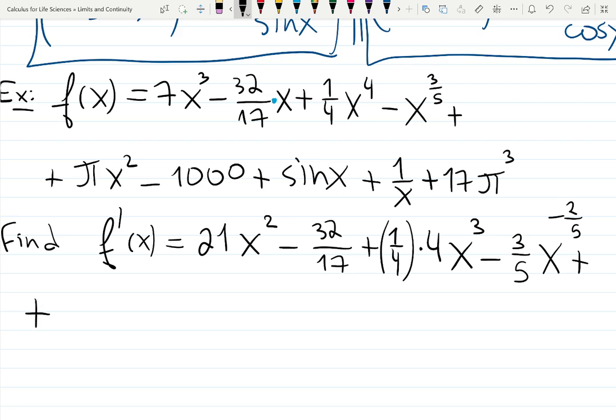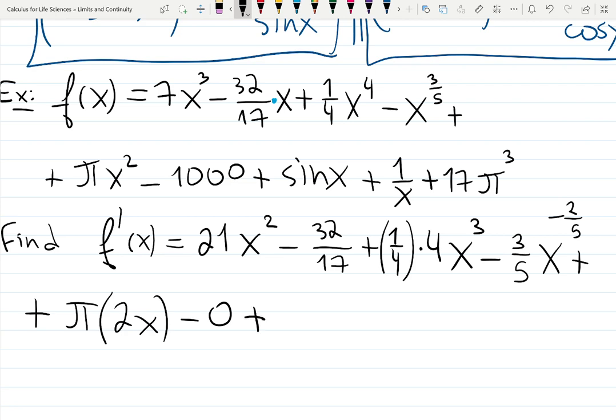Plus, what is pi x squared? So 2 pi x, let's see why. Pi times 2x, right? 2 goes down, x to the first. What is minus 1,000? Zero, because it's a constant standing there isolated.